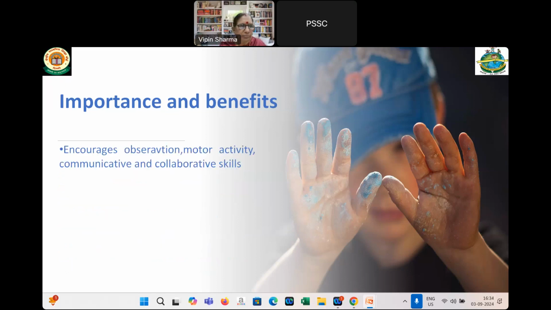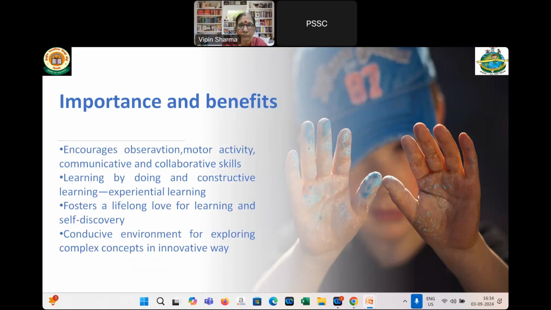That is there. Encourage observation. See, as I said, any activity that develops observation, motor activity, communicative, collaborative skill, learning by doing, that is experiential learning. The best example of art integration is learning by doing. Experiential learning fosters a lifelong love for learning and self-discovery. It gives a conducive environment for exploring concepts in an innovative way. It enhances, for example, mathematics. If you think of math, how art can be integrated into mathematics. Think of it, I'll give an example. By the time you keep on thinking, when I flash the slide, you will say, oh, that is there. You can do it. Okay, proper diagram and figure. Okay, Sujit, I'll give you one more example.